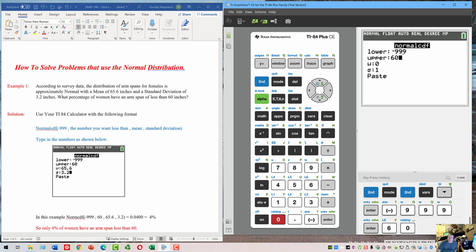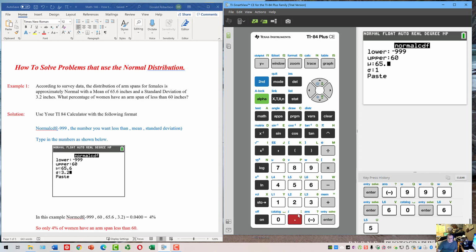So what these two things tell you is that you're looking for things 60 or less. That's what the question was. Now that funny little Greek letter there is the mean. It's mu, it means the mean. In this case, 65.6. And then we have a standard deviation, and in this case it's 3.2. Now if you look over here, you can see my screen grab was of this.